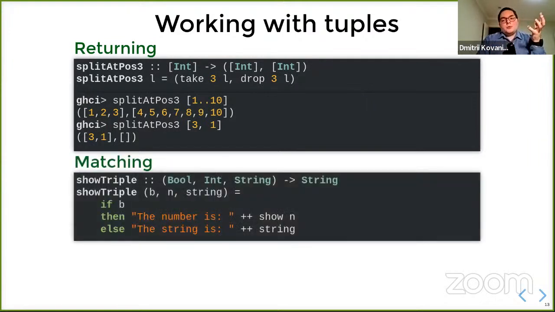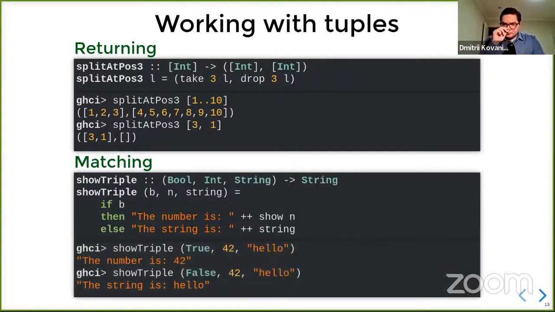And if you want to consume tuples as your input, you can pattern match on them, again, using the round brackets and commas. And this function takes a tuple of Boolean, number, and a string. And if the Boolean is True, we return the string with the number, and we show the number. Otherwise, we just add the string to our hard-coded string literal. And again, this function works. So if you want to pass multiple arguments, you can pass them as a tuple.